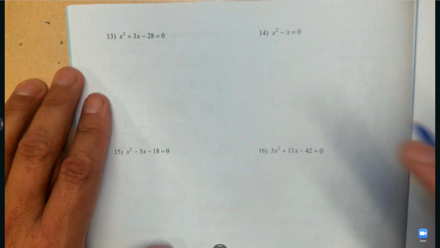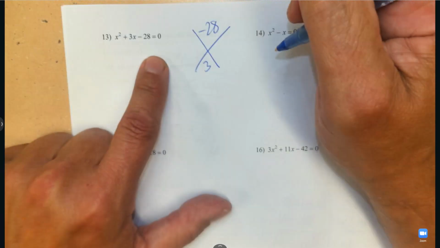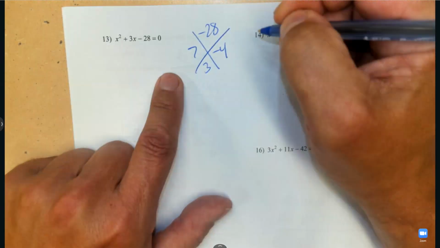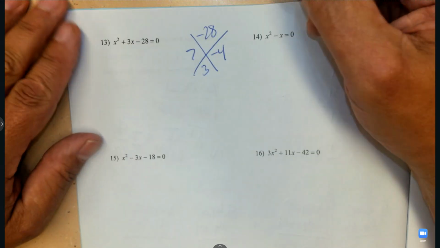Here's your last page for your homework. So to solve this, we're going to factor it. So what two numbers multiplied at negative 28 and add to 3? That's 7 and negative 4. They multiply and combine to 3. You need to know your times tables.